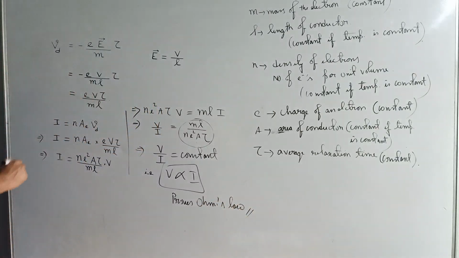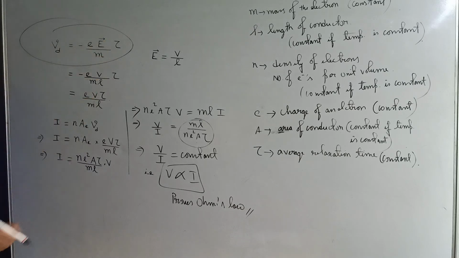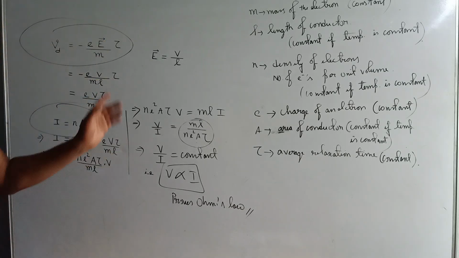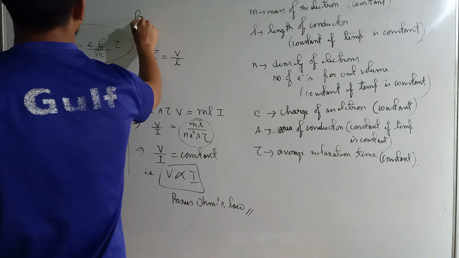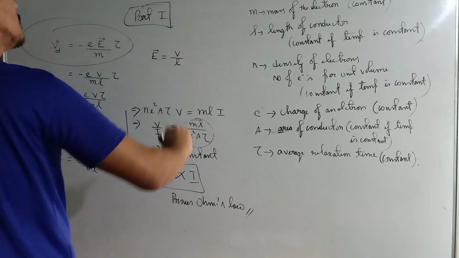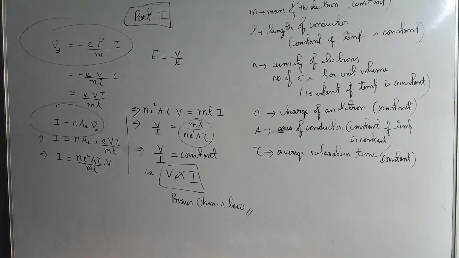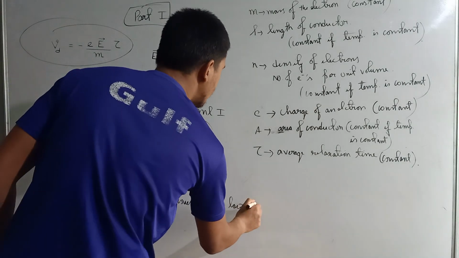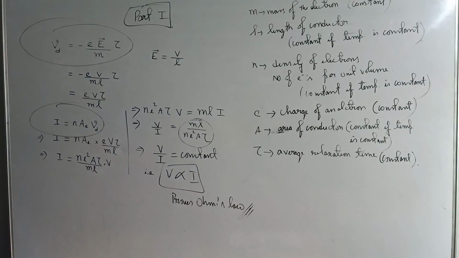Okay, so in order to understand the relation for the drift velocity and the relation between the electric current and the drift velocity, you must go back to video part 1 of current electricity, which I uploaded a few days back. And using those relations, we have proved Ohm's law.